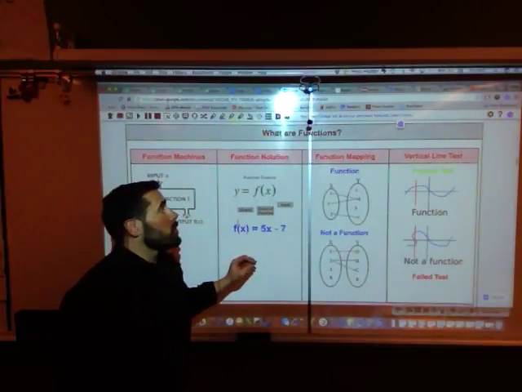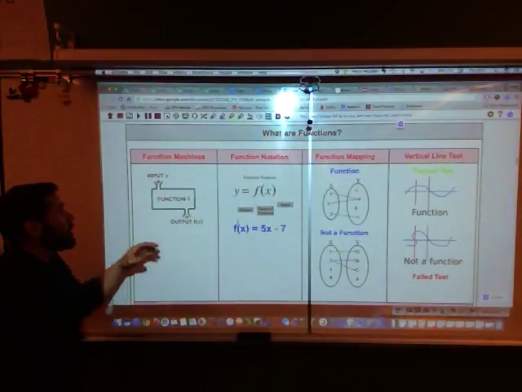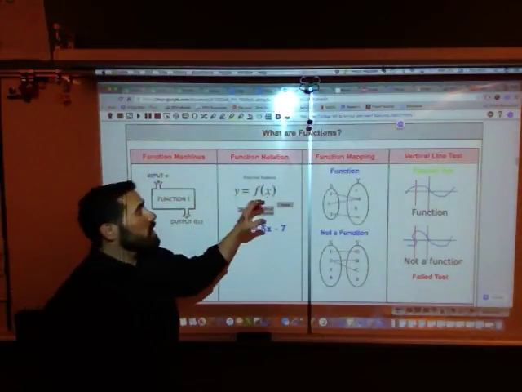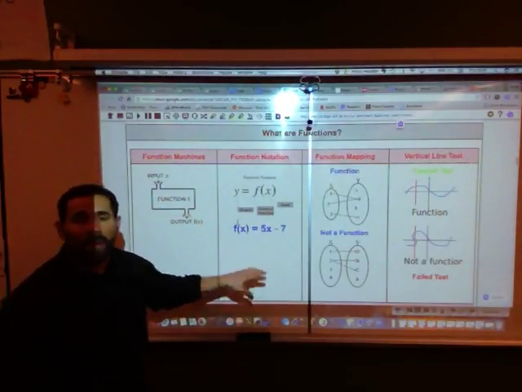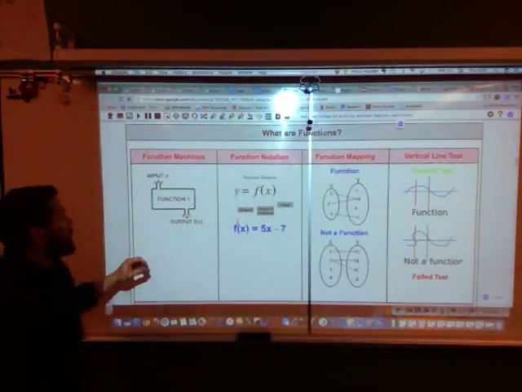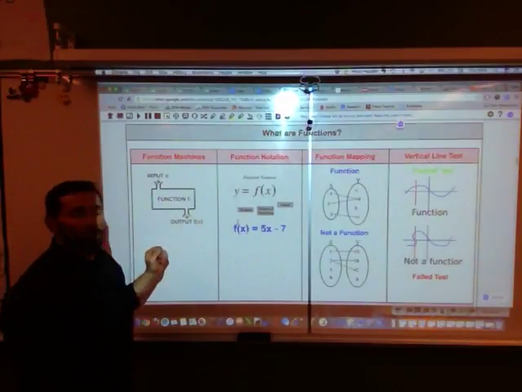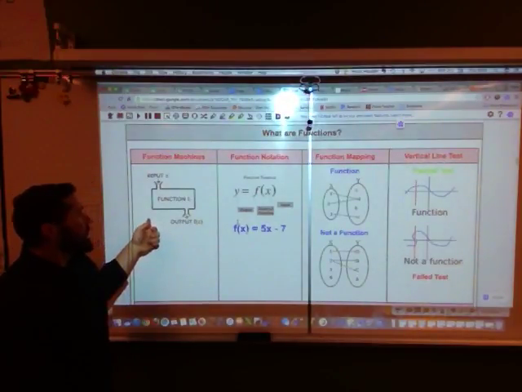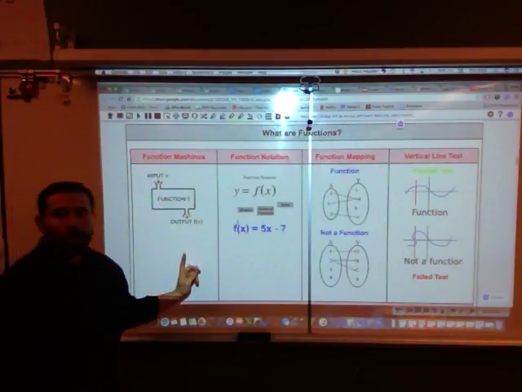This video is more on functions and what functions are. We have function machines, function notation, function mapping, and a vertical line test. There's more under here that I'm going to scroll down to later, but a function is basically a fancy word for an equation or an expression. A function has just a rule that if I put an input in, I get only one output.